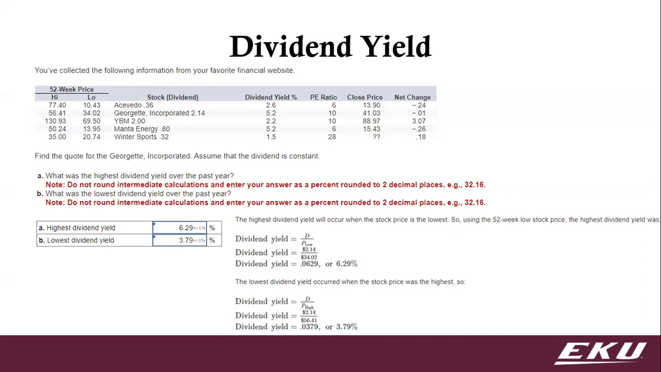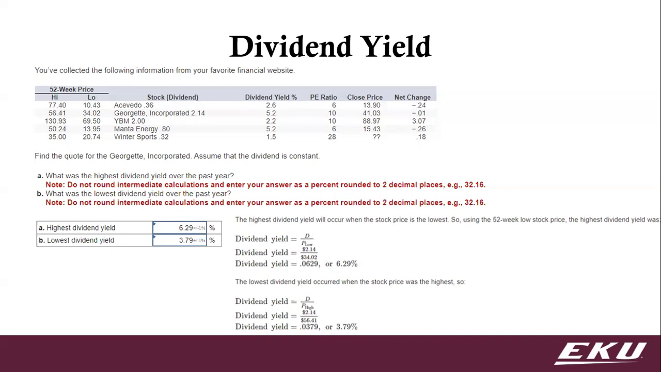Well, remember, dividend yield is the dividend divided by the price. That's all that means. And so for that to be the highest number, and if the dividend doesn't change, and it doesn't, we got it printed there, it's $2.14, we have to change the price. So for that equation to be the highest, we need the price to be the lowest. And for that equation to be the lowest, we need the price to be the highest because it's in the denominator. And so we're going to just calculate based on that 52-week high price and low price.